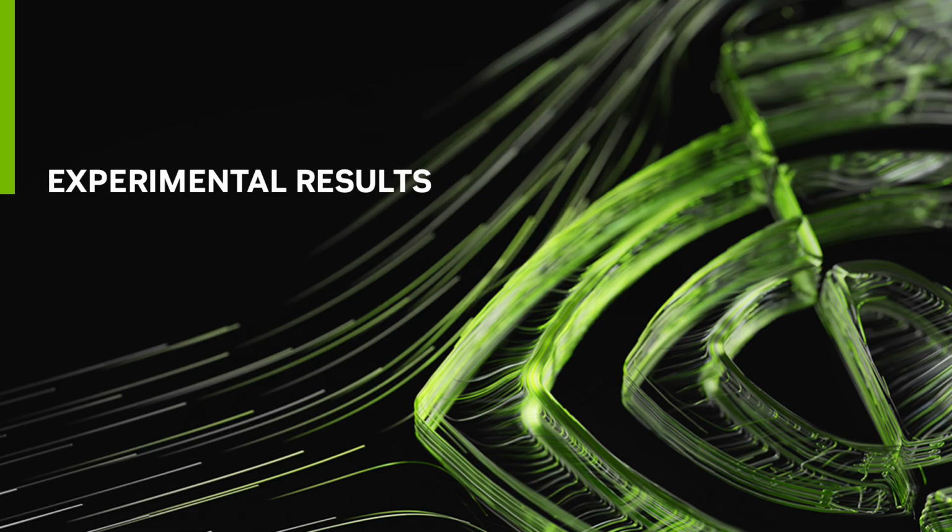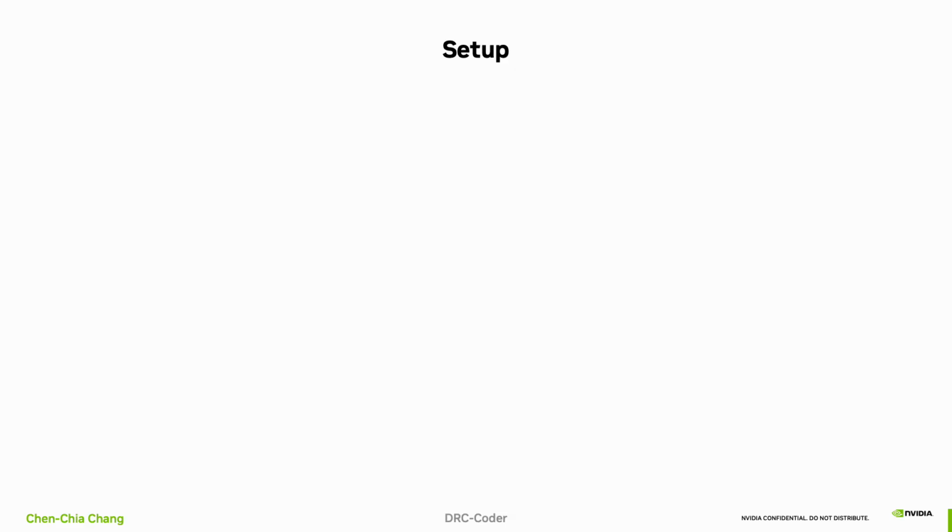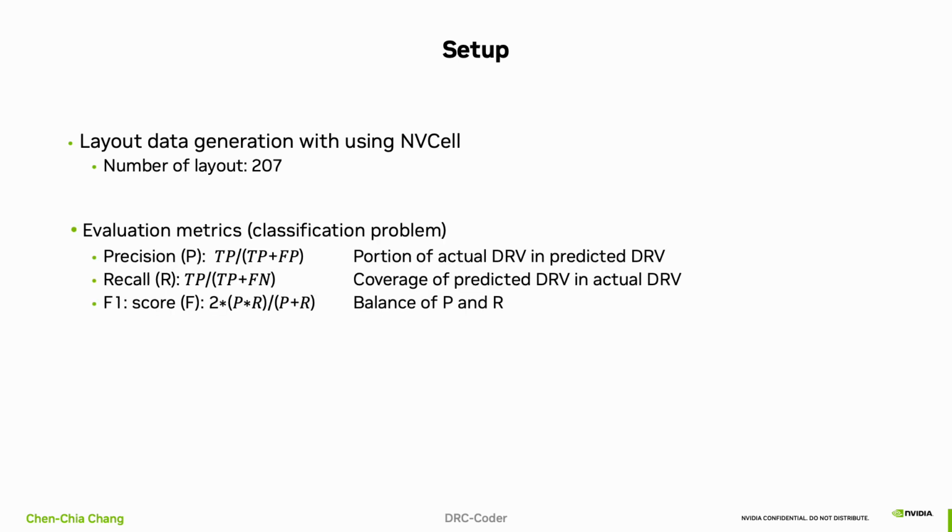So after talking about the methodology, let me introduce our experimental results. Here is our setup. In our work, we target the layout automation tool on vCells to develop its DRC checker. So we use it to do the layout data generation, and we use a very simple maze routing on it to produce around 200 layouts that have a lot of design rule violations.